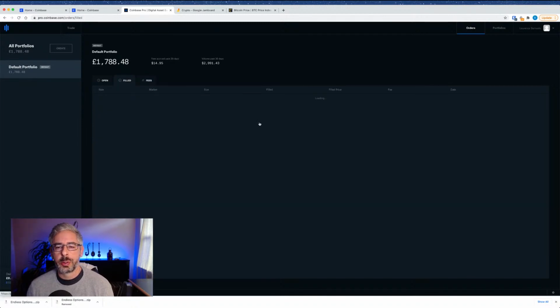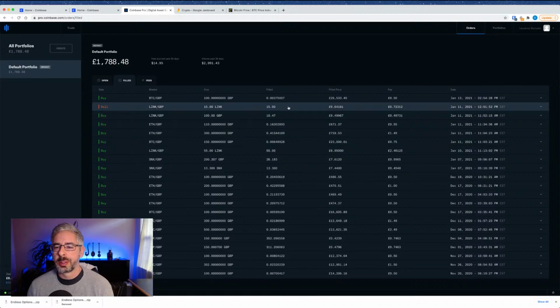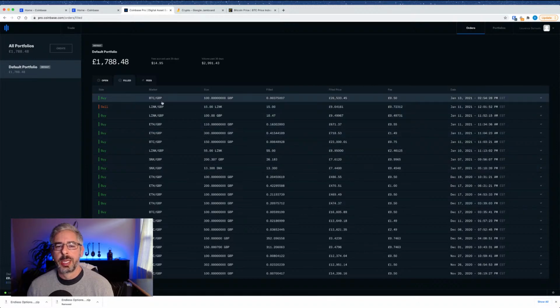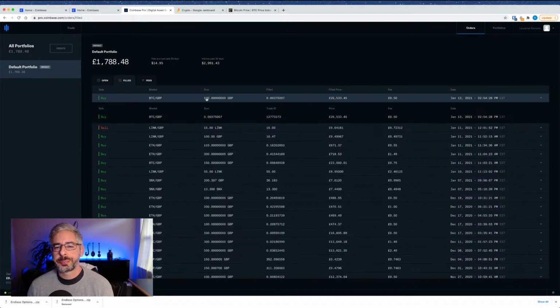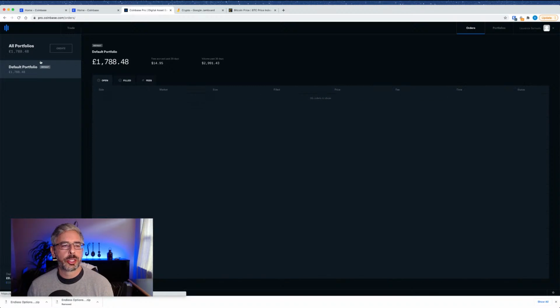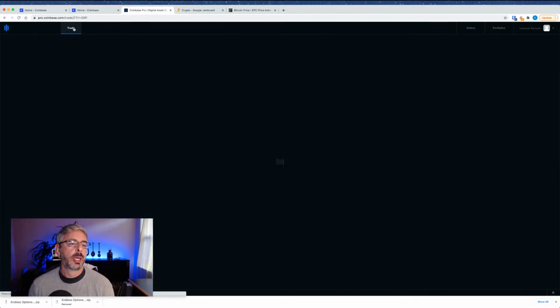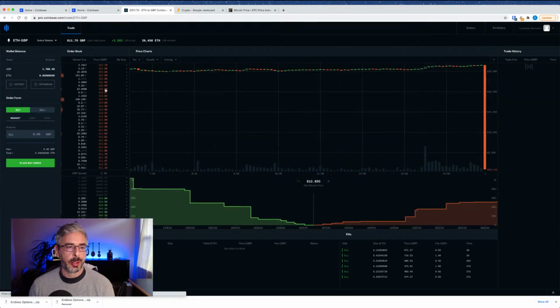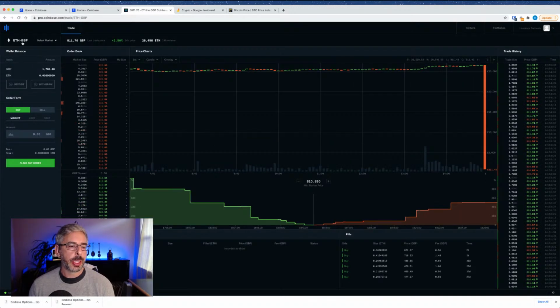If you look on the filled, you can see all the crypto that I bought through here, but today, here was our order of 100 pounds, and here's the fee we paid. So you can see that order is executed. So that is done. So that's how you make a market order trade. Very, very simple.